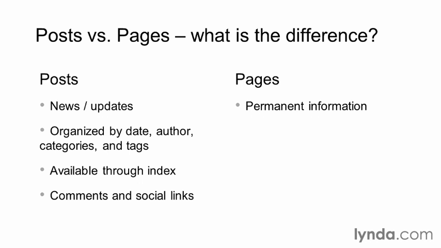Pages, on the other hand, are usually permanent information. Things like about pages or contact pages. Generally, you'll think of pages as things that inform the visitor about the site rather than the content of the site itself. Pages are organized in parent-child relationships. So you can have a parent page like an about page, and then you can have several child pages, maybe about each of the authors or other information about the site.